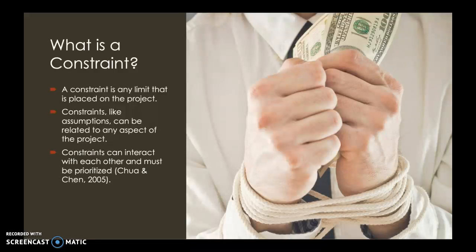What is a constraint? A constraint is any limit that's placed on the project. Like assumptions, it can be related to any aspect of the project. So a project budget would be a constraint, must be under this amount of money. A project schedule is a constraint, must be finished by this date, etc. Anything that limits the project in any way is a constraint. And constraints can interact with each other and must be prioritized.